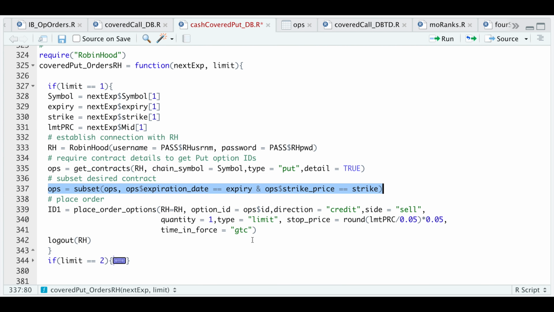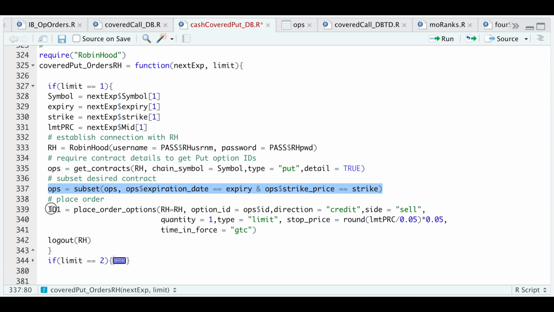So in our script, I am going to use the place order options wrapper by passing in our Robinhood connection, the option ID, which we get from this ops data frame. The direction will be credit. I am selling this option. The quantity, I'm just setting this equal to 1. The type will be limit, and the stop price or the limit price will be rounded to the nearest 5 cents. And the time in force will be good to cancel.